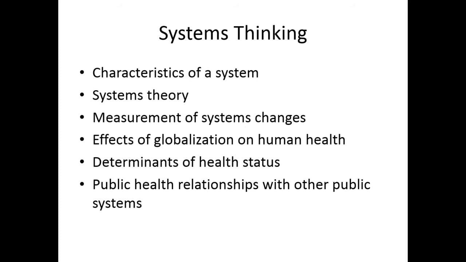And then last, systems thinking, where, again, you can look at the content outline. What are the characteristics of a system? Basic systems theory. How do we measure the impacts of system changes? Globalization shows up here. So what we talked about as global health systems under general principles, here it appears again in the form of what are the effects of globalization as a system input, if you will, on human health.